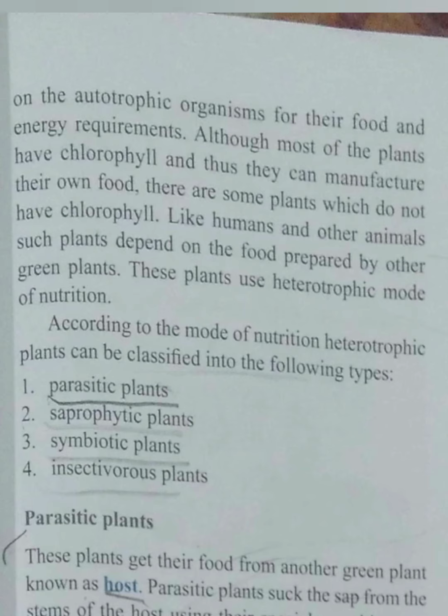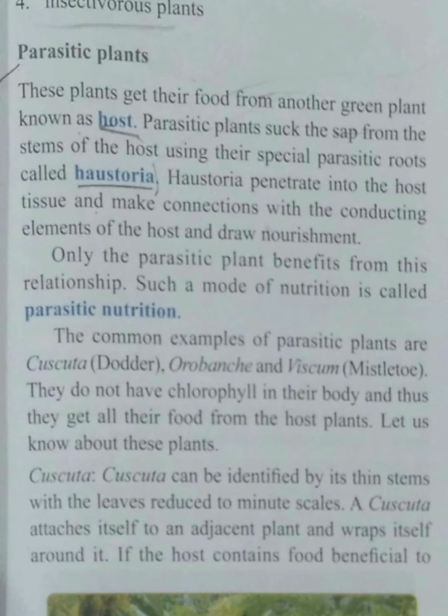Although most plants have chlorophyll and thus can manufacture their own food, there are some plants which do not have chlorophyll. Like humans and other animals, such plants depend on food prepared by other green plants. These plants use the heterotrophic mode of nutrition. According to the mode of nutrition, heterotrophic plants can be classified into the following types: parasitic plants, saprophytic plants, symbiotic plants, and insectivorous plants. First, we'll discuss parasitic plants.